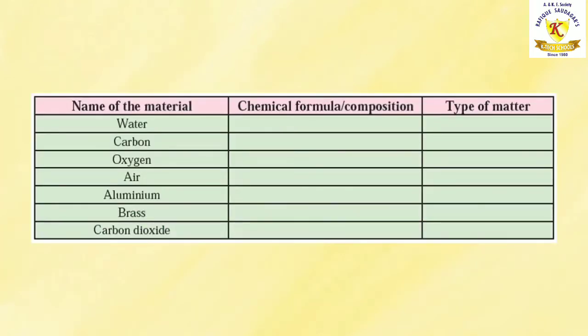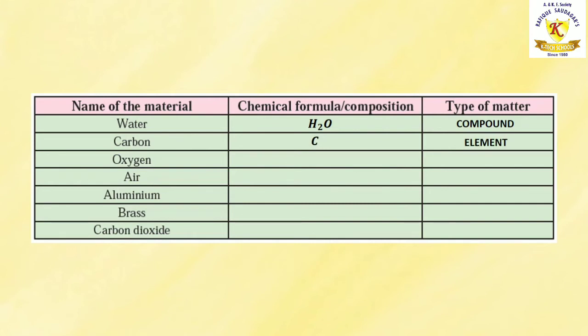So now children, on page number 40 of your textbook, we have this table where there are 3 columns. In the first column is name of material, second chemical formula or composition, and the third column we have type of matter. So the first material we have is water. So what is the chemical formula? H2O. So which type of matter is it? It is a compound. Now carbon. The chemical formula is C and it is an element.